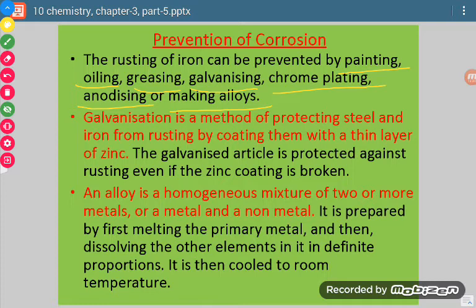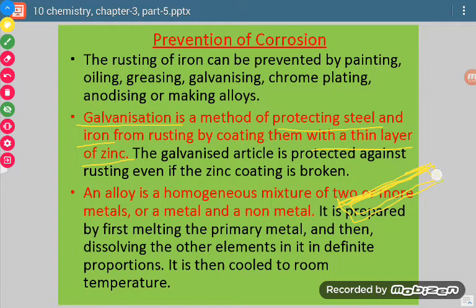Okay, now what is galvanization? Galvanization is the method of protecting steel and iron from rusting by coating them with a thin layer of zinc. So what we do in galvanization, we take an iron article and then we place a layer of zinc over that. Zinc is more reactive than iron, so what happens, it reacts with atmospheric factors and first it gets spoiled and it protects the iron.